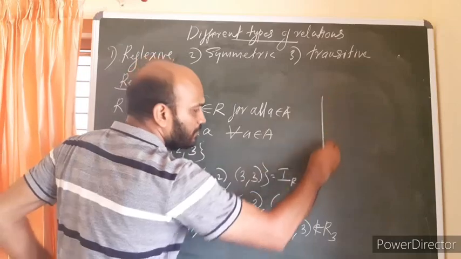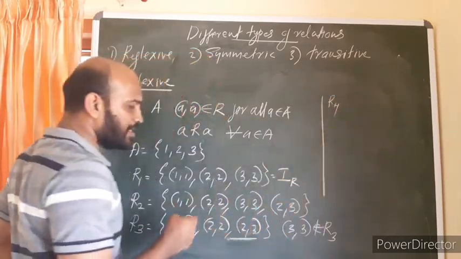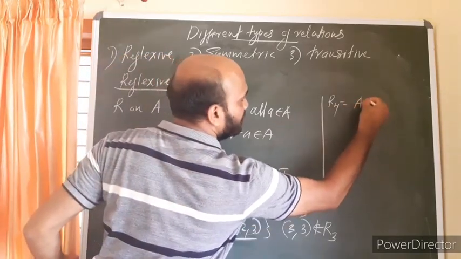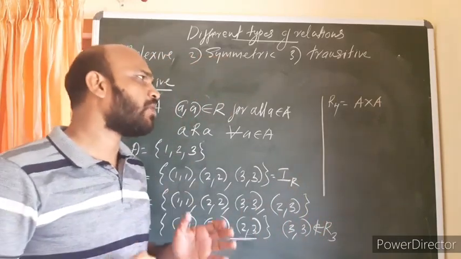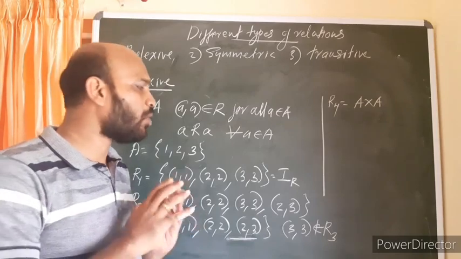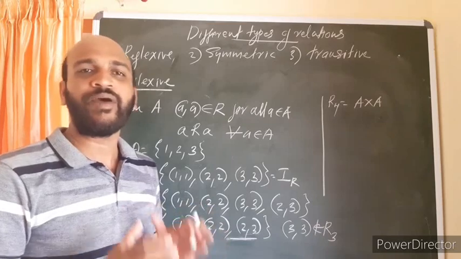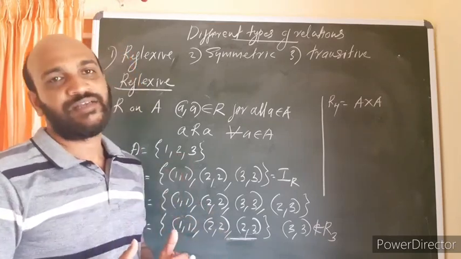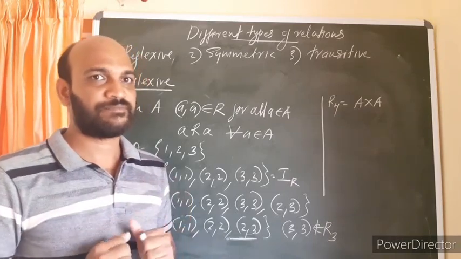So now I'll write some more examples. Suppose R4 be a relation on the same set and R4 equal to A cross A. A cross A means it contains all ordered pairs from A to A. So there will be (1,1), (2,2) and (3,3). So R4 is clearly a reflexive relation. Okay, this is all about reflexive.